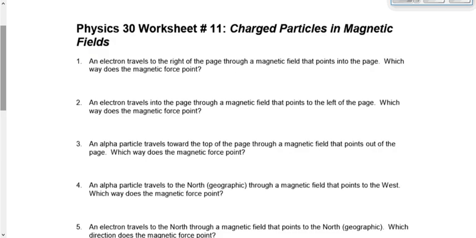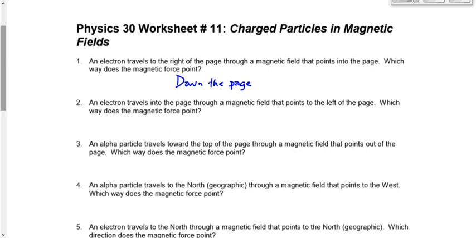Number 1 says an electron travels to the right of the page. It's an electron, it's a left hand, thumb to the right of the page. Magnetic field is going into the page. You can see my fingers going into the page here. Which way does my palm point, Christian? Down the page, yeah. Toward the bottom of the page. We don't want to just say down, because if my page is turned horizontal or at an angle, then that completely changes everything, right? But however my page is turned, it's still going to be toward the bottom of the page.